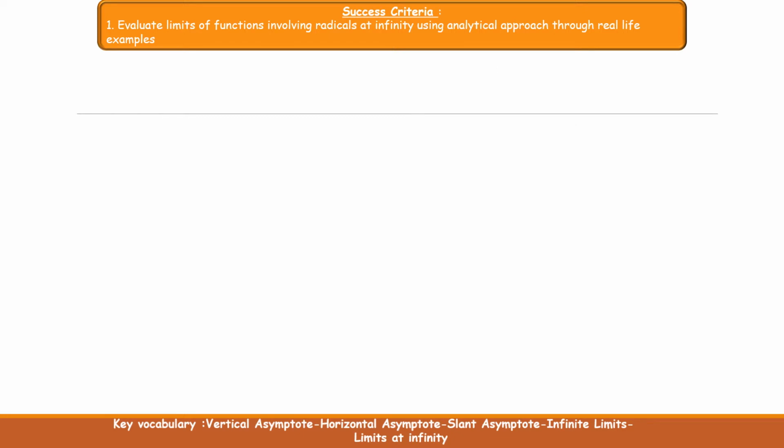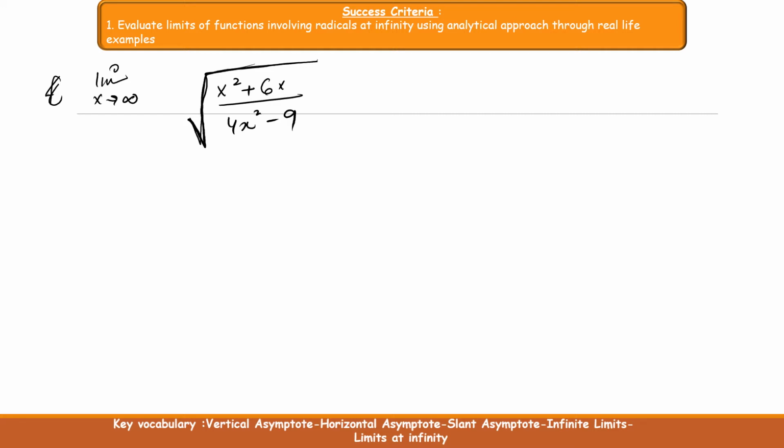Now look at the question. So let's start with the easy question. I have to find the limit as x approaches infinity of the function square root of x power 2 plus 6x over 4x square minus 9. Okay, what have you seen? That both the functions in the numerator and the denominator carry this square root. So no worries at all. Both have the square root.